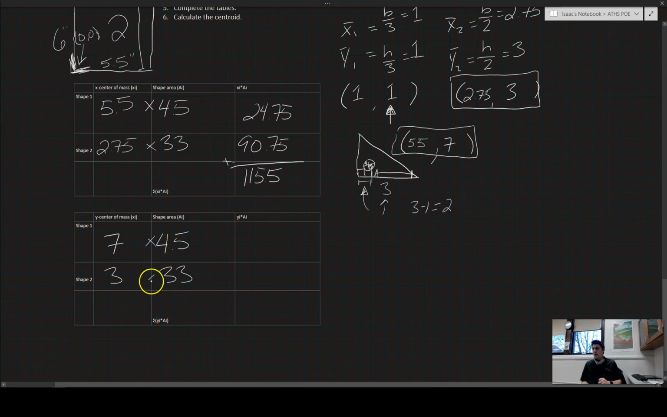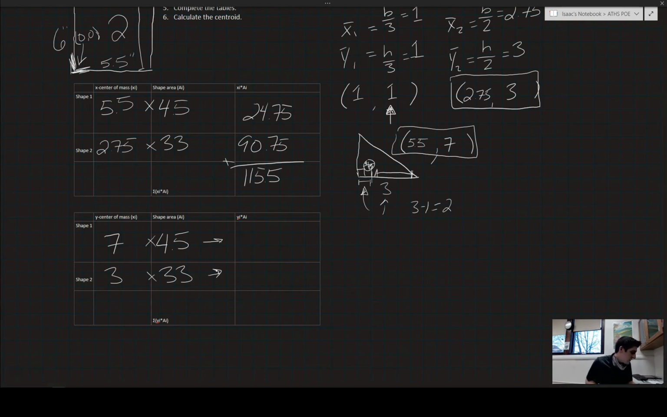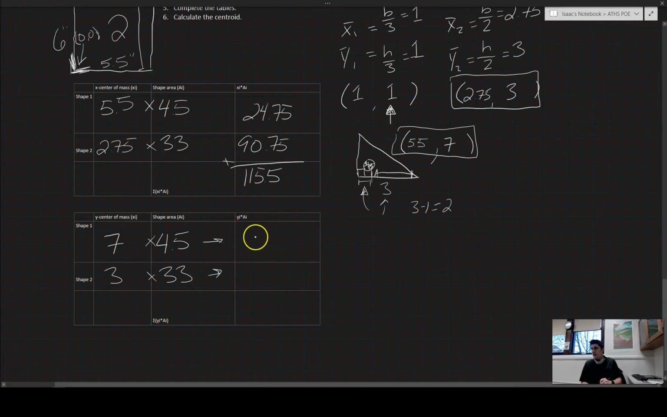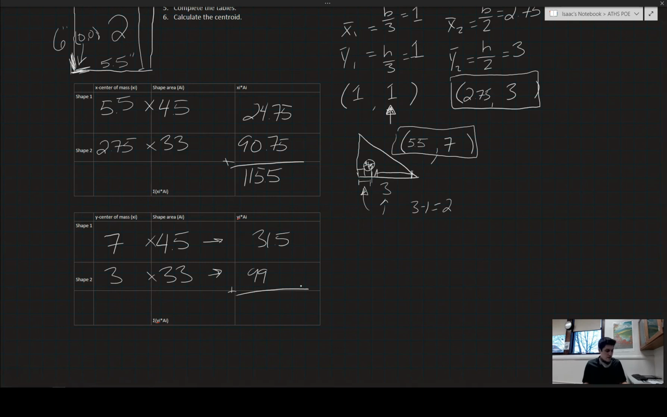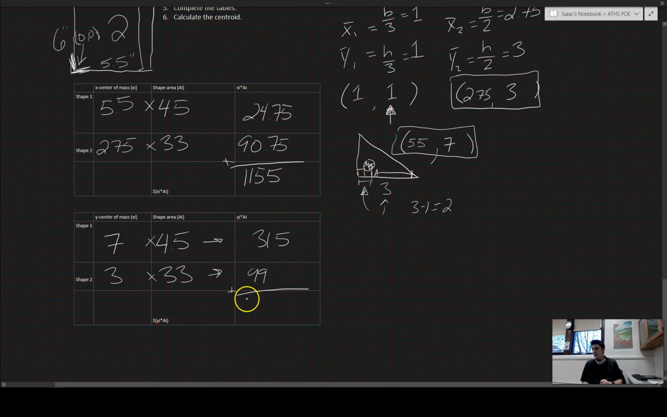And then I'm going to multiply these two together just like I did before to calculate yi times ai. 7 times 4.5 is 31.5. And 3 times 33 is 99. Now just like I did before, I'm going to take those numbers and add them up to get the sigma yi times ai. So 99 plus 31.5 is 130.5.